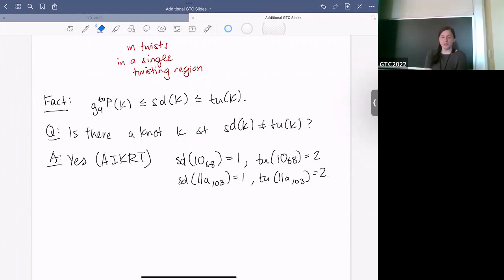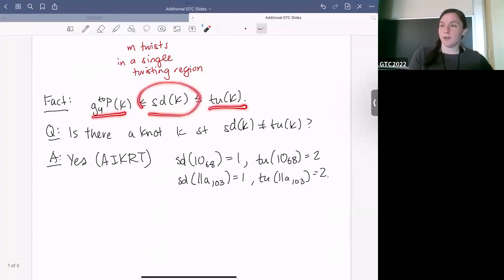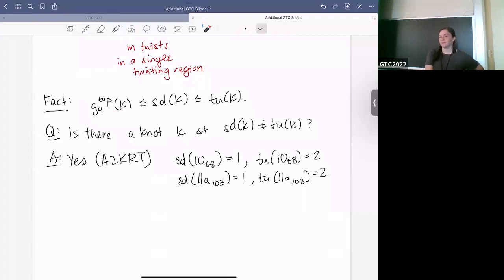The surgery description number for the T3 and torus knots, because we know that this is equal to this, it's going to be exactly the same as them. Yeah. Other questions? Yeah. It's a great question. Is the surgery description number actually easier to compute?